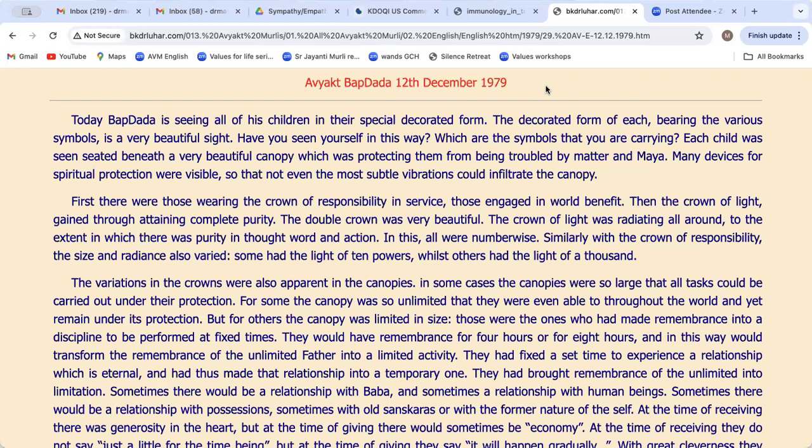Those were the ones who had made remembrance into a discipline to be performed at fixed times. So it's coming up, one interesting thing about all the Avyak Murlis. I don't know whether I've shared this before with all of you on this platform, that to start with, Baba really adorns us with, and he really praises. It's not a false praise. He's not trying to make us just bluff around. No, not at all. It is what we are. He sees us as those sparkling stars, the glowing, the radiance, all that.